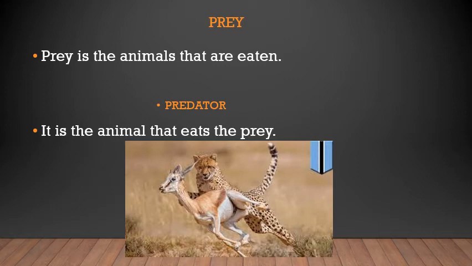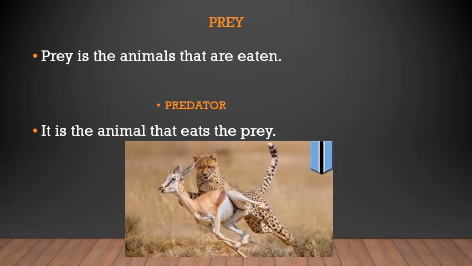Predator. It is the animal that eats the prey. So you need to understand the difference between the prey and the predator. When we hunt down something and eat it, we become the predators, and whatever we eat becomes the prey. Now if you take an example of a cat and a mice, the cat is the predator and the mice is the prey. Whatever gets eaten is the prey. That is the difference between the prey and the predator.